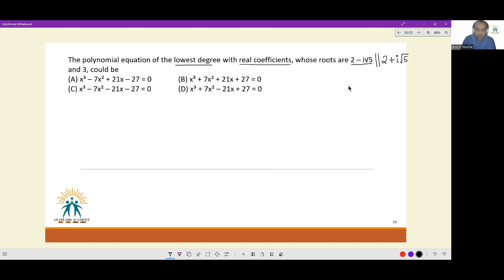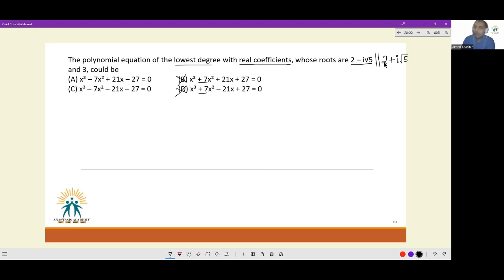We need at least 3 roots. That is identified. Right now I'm looking at the sum of roots. Minus i root 5 plus i root 5 will cancel. So 2 plus 2 plus 3, so the sum of roots is 7. Here the sum of roots is minus 7, minus 7. So these two options are out. These two are the only options left. Now in these two options, the sum of products of pairs of roots is the only distinct term. Let's go ahead and figure that out.